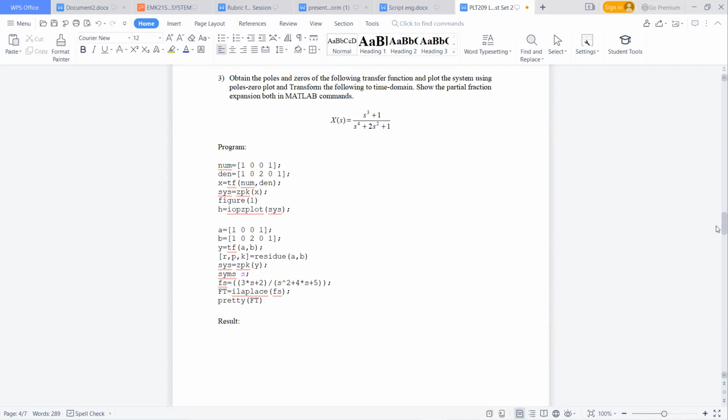So how do we plot it? For plotting, we will use the numerator and the denominator, same thing. After that, we are going to use a command known as h equal to iopzplot. This allows us to plot the zeros and poles in a graph. And next is to do the inverse Laplace transform.